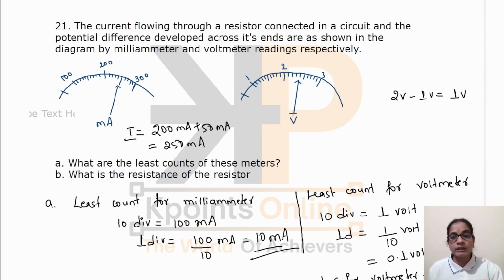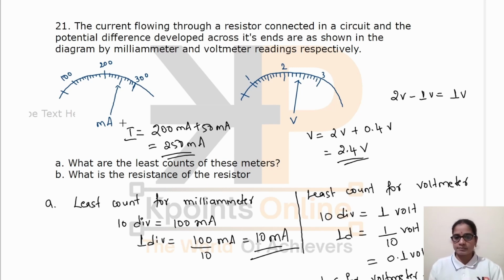Now, let us find out the potential difference. V is equal to, up to here, the voltage is 2 volt. After this, there are 4 divisions here, such that one division is equal to 0.1 volt. So, we will get total voltage at this point is equal to 2 volt plus 0.4 volt is equal to 2.4 volt. Now, we have found out the current and voltage from these diagrams.